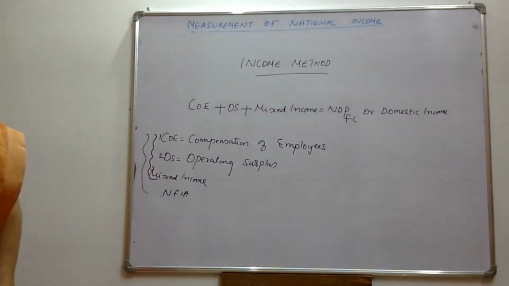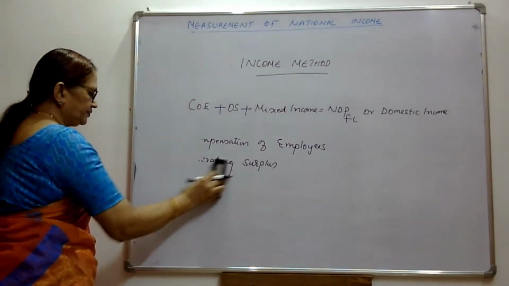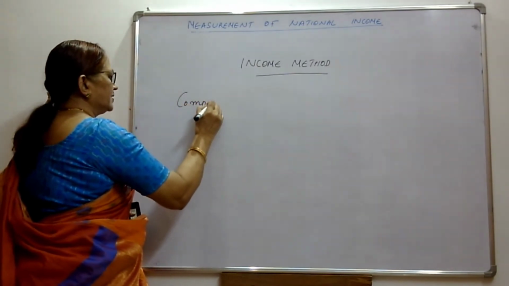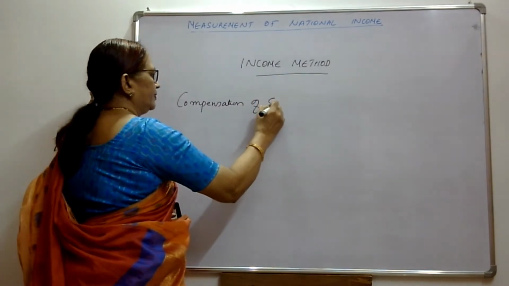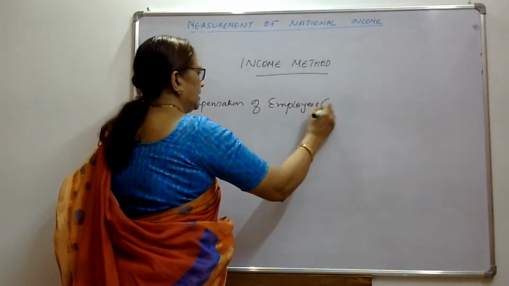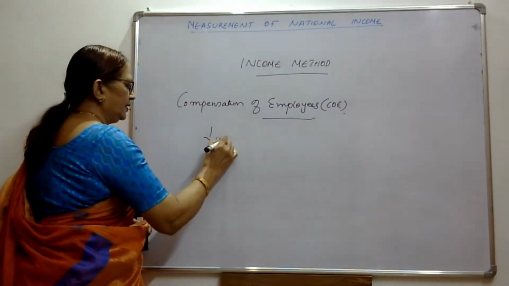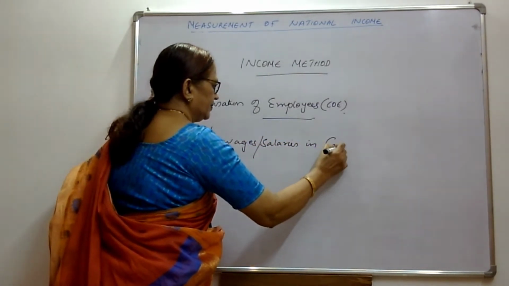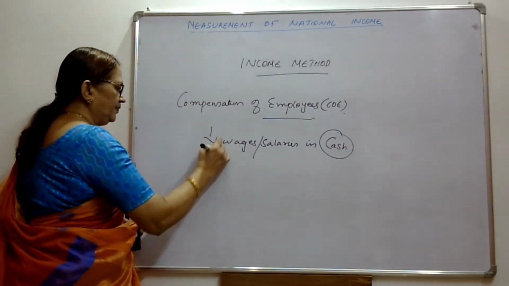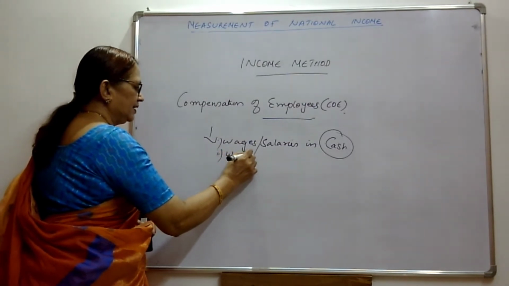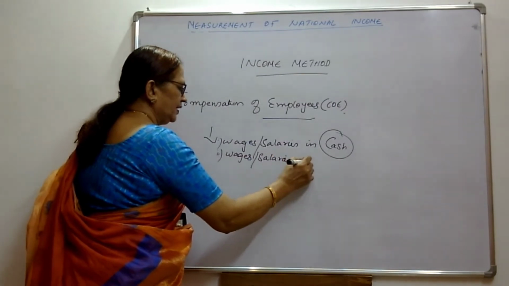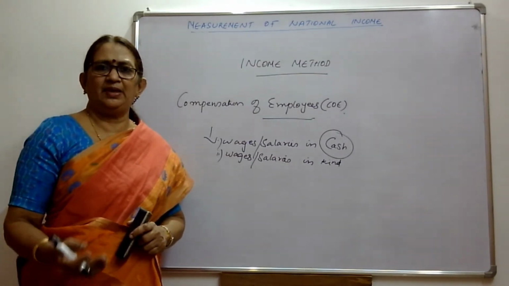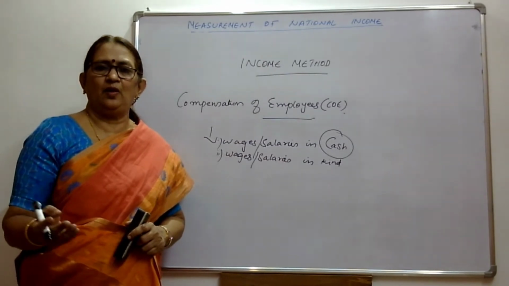Now we are going to see what is COE, what is OS and what is mixed income. Compensation of employees, COE. First, wages or salaries in cash, money. Second, wages and salaries in kind, meaning the compensation received by the employee from the employer. It can be rent-free accommodation or free education to the children of the employee.